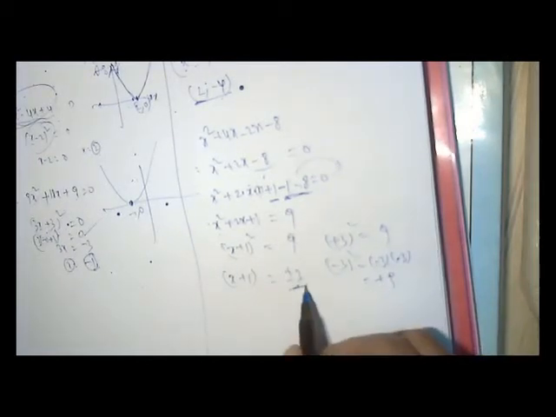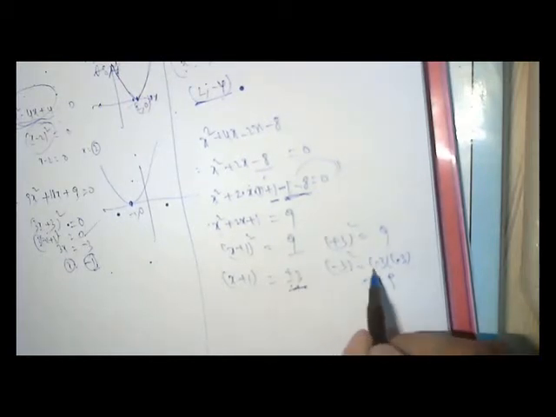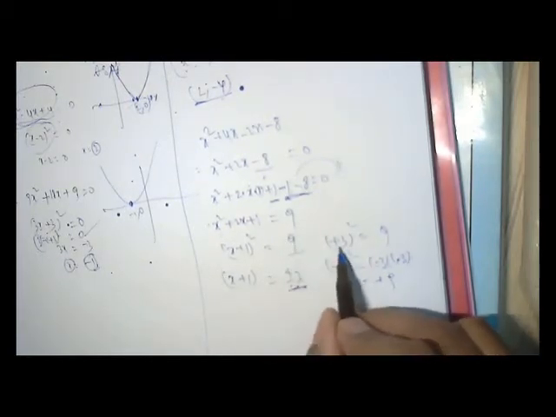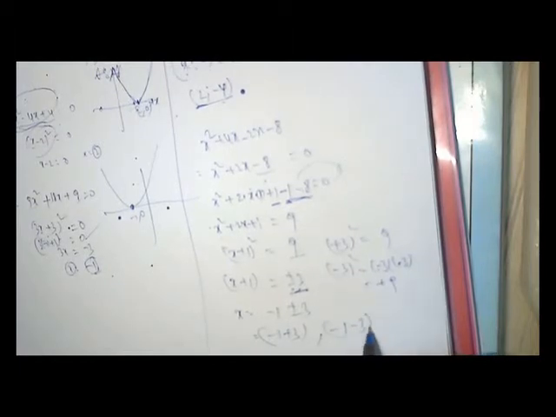So both are correct. Plus or minus 3, both are correct, because when I square this, minus 3 into minus 3 is plus 9, and plus 3 into plus 3 is plus 9. So both will come. So now what is x equal to? Minus 1 plus or minus 3. So it has two roots. One is minus 1 plus 3 and another root is minus 1 minus 3.